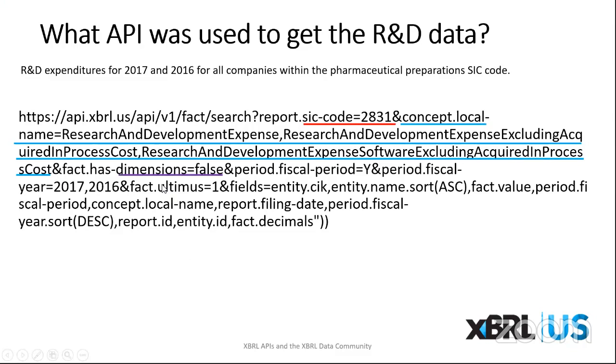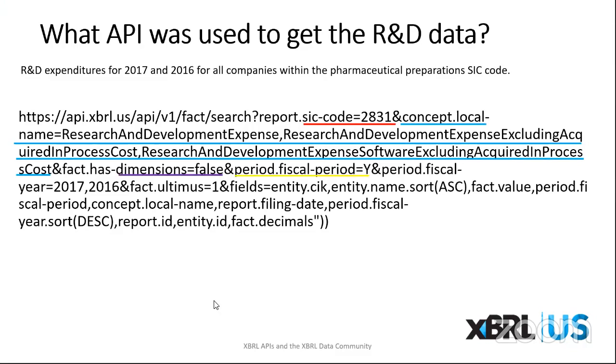And I don't want any dimensions. I only want total numbers. Dimensions, for those of you who understand the taxonomy a little bit, or XBRL, are basically saying there might be a company that reports R&D expenditures by business segment or by geography, just Western region R&D expenditures. I don't want that. I want to get all expenditures. So I don't want any dimensionally qualified data.